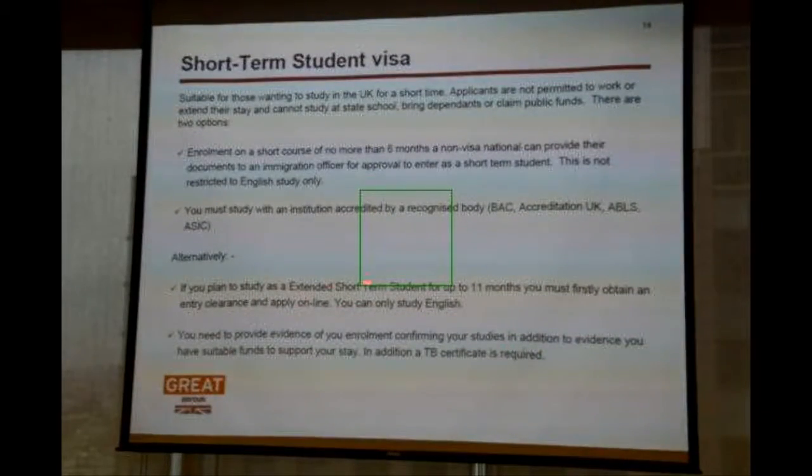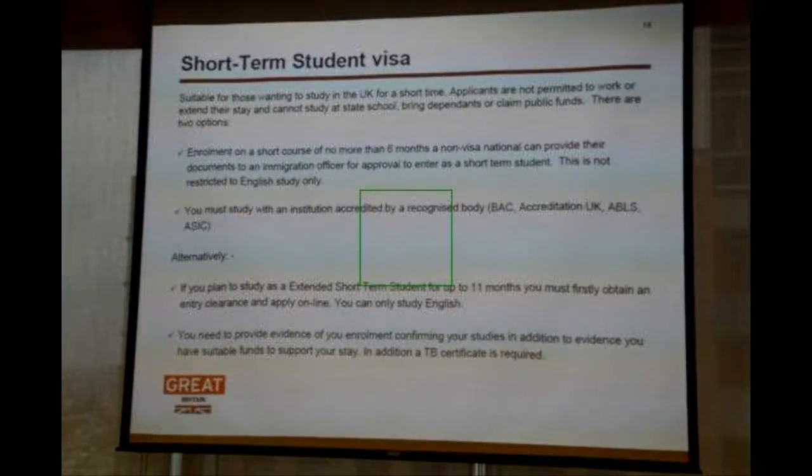Alternatively, sorry, I should just say that this covers any subject in the UK. It's not just for English. You can go and study any subject in the UK. The only requirement is that the school must be registered with one of these bodies. So it has to be a proper institution, but you can go and study any subject.